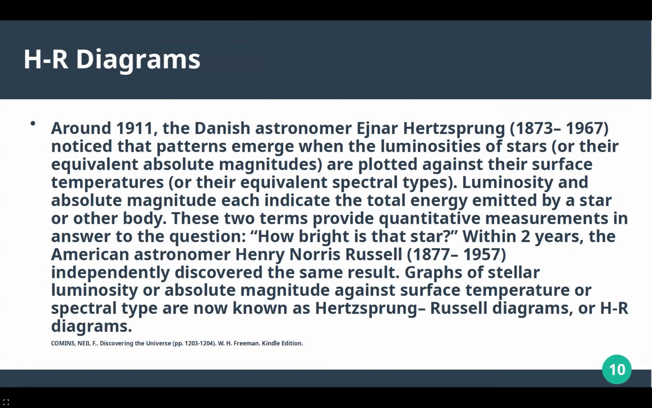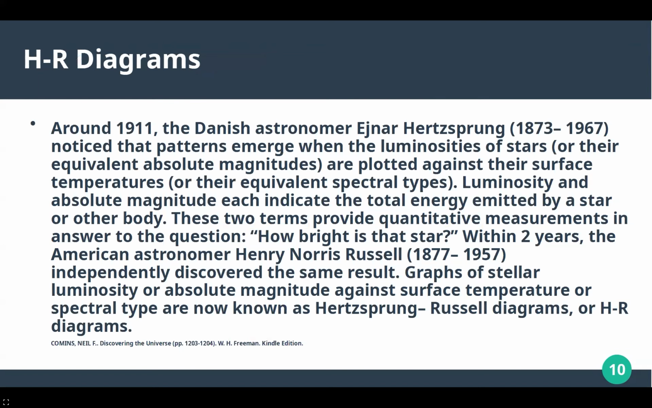Around 1911, the Danish astronomer Einar Hertzsprung noticed that patterns emerge when luminosities of stars or their equivalent absolute magnitudes are plotted against their surface temperatures or their equivalent spectral types. Luminosity and absolute magnitude each indicate the total energy emitted by a star or other body. These two terms provide quantitative measurements in answer to the question, how bright is that star? Within 2 years, the American astronomer Henry Norris Russell independently discovered the same results.